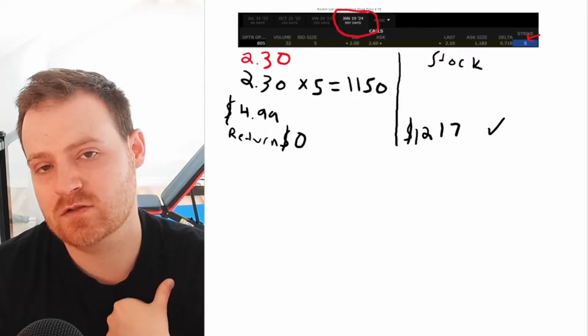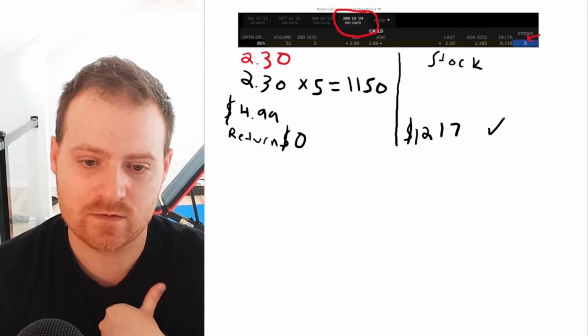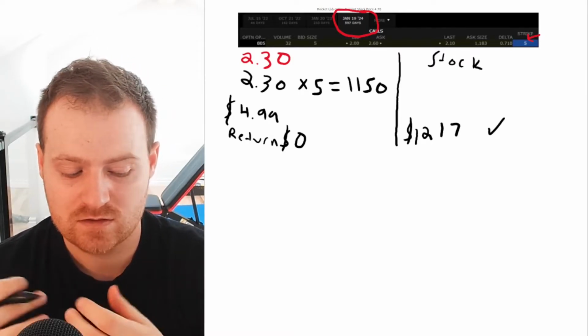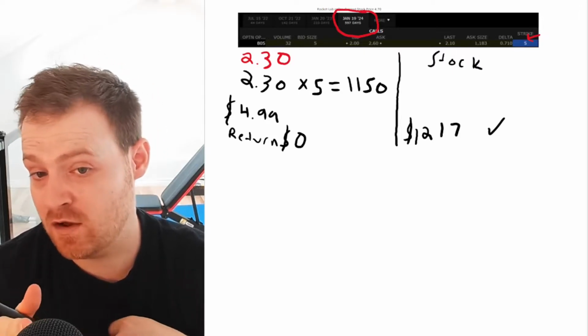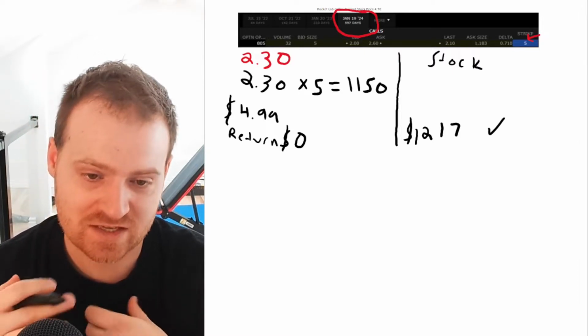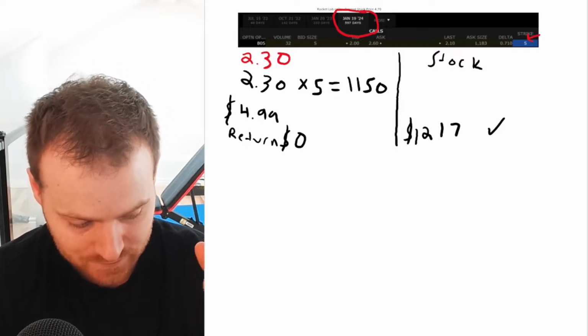And that's one of the reasons why you might buy stock. It's a lot safer. If it goes down, you still own your shares. You can be right later on. If you own the option and you're not right by this date, that's it. You lose all your money.